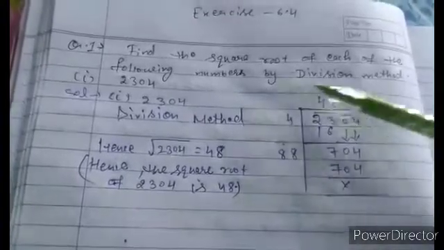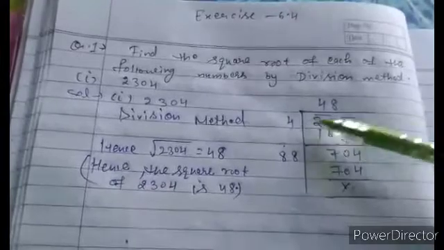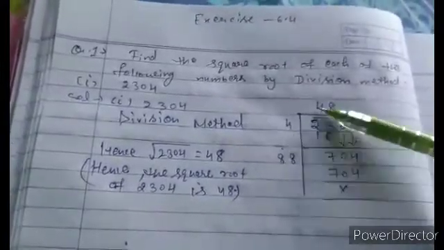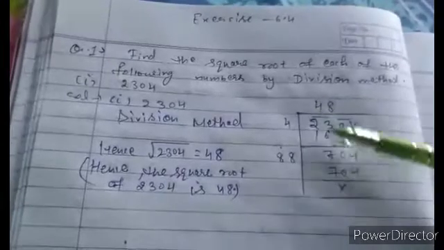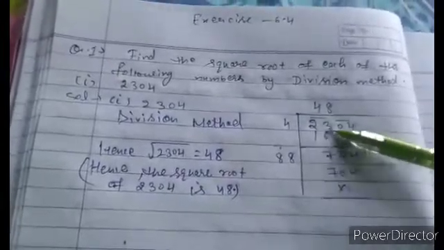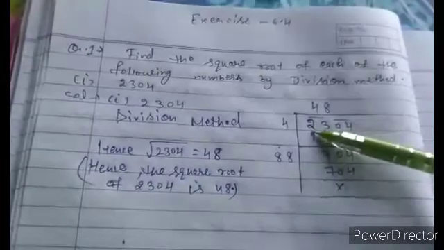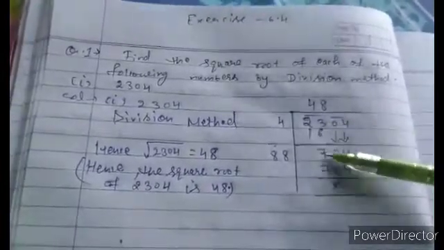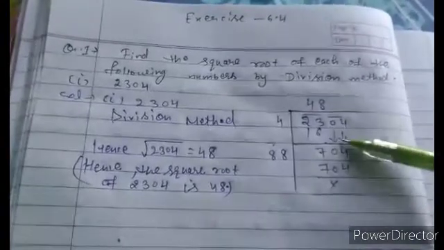For the square root division method we have to multiply a number with the same number, like 4 4 ja 16, 5 5 ja 25. So 5 5 ja 25 will not fit under 23. So 4 4 ja 16. Now we will subtract, and this complete pair will come down.